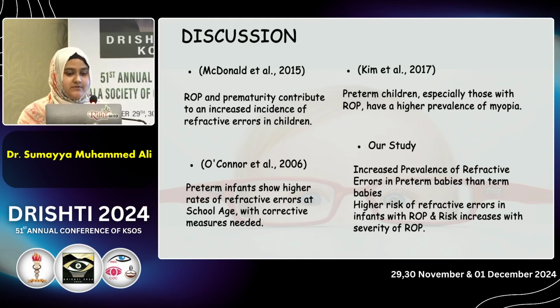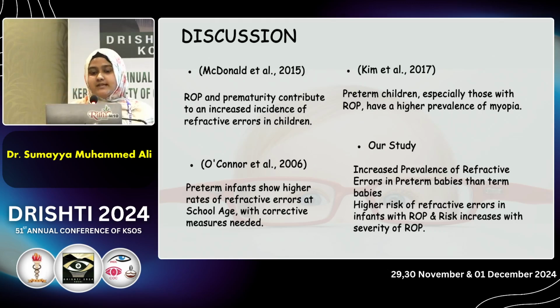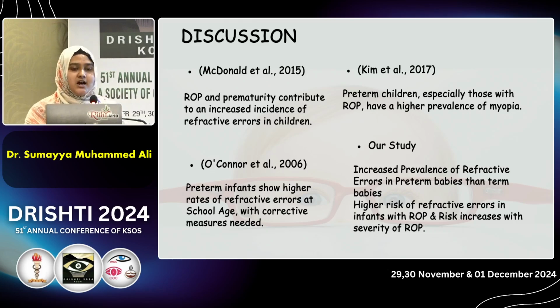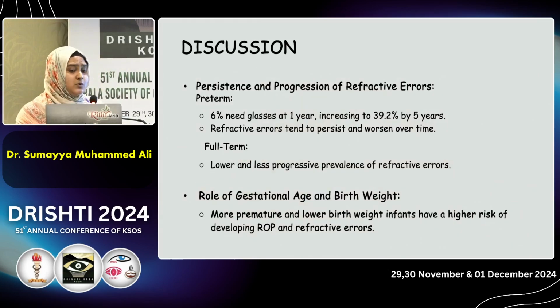In our study, we also found that there is increased prevalence of refractive errors in preterm babies than term babies, and there is also higher risk of refractive errors in infants with ROP, and the risk increases with the severity of ROP. There is also persistence and progression of refractive errors noted, that is, 6% needed glasses by the age of 1 year in preterm, which progressed to 39.2% by the age of 5 years. Refractive errors tend to persist and worsen over time. In full-term babies, there is lower and less progressive prevalence of refractive errors noted.